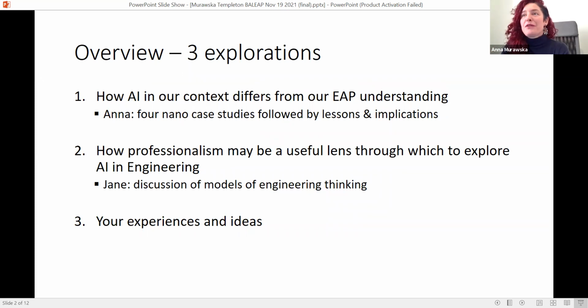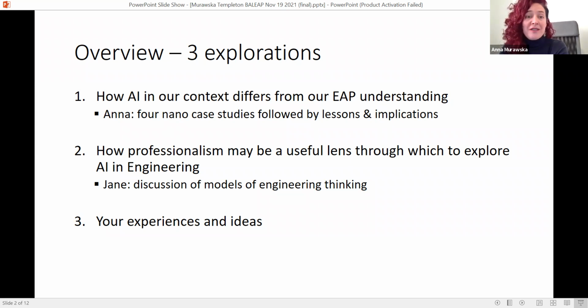I will reflect on conceptualization of academic integrity in the departments, and Jane will discuss models of engineering and of engineering thinking to explore professionalism as a useful lens through which to look at academic integrity in engineering. We would also like to hear from you in the Q&A section and on the Padlet as well.